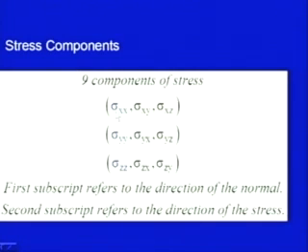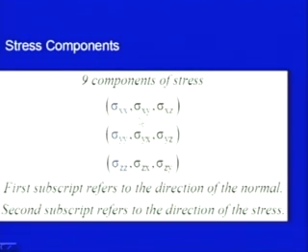That's why sigma xx, sigma yy, sigma zz are always termed the normal stress components. So we only need a single subscript to define these. We can redefine sigma xx as sigma x, sigma yy as sigma y, and sigma zz as sigma z.